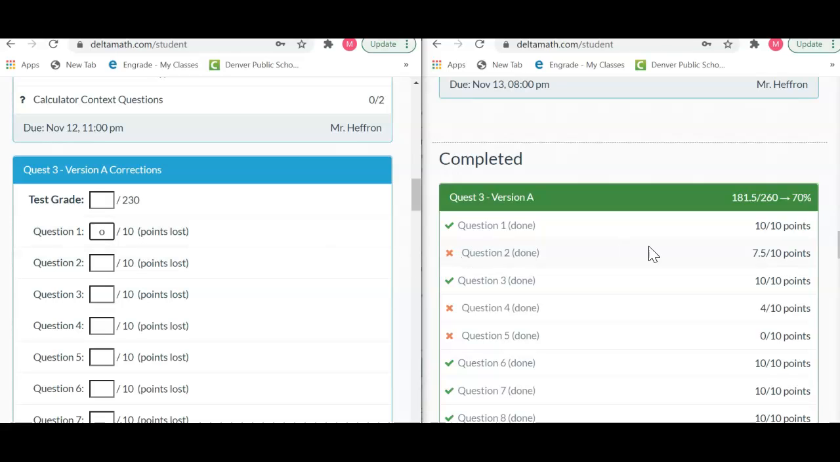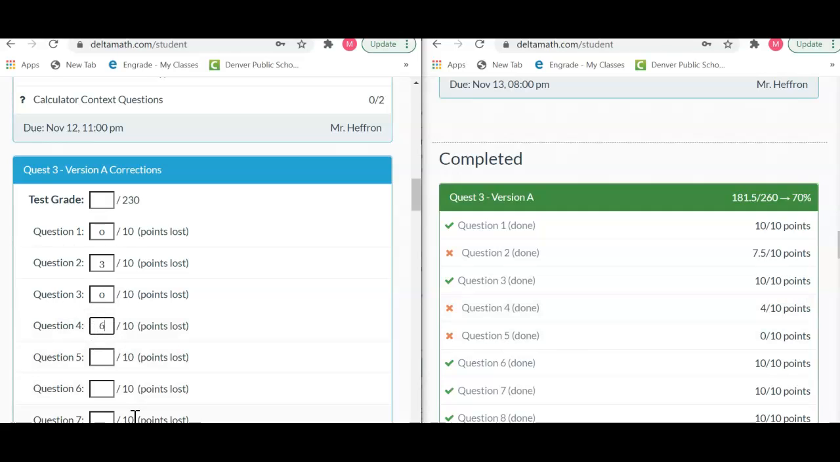For question 2, I got 7.5 points right, but Delta Math doesn't do decimals well, so I'm going to just say I got 7 points right instead of 7.5. So here I'm going to say I lost 3. Round this down to 7. That makes this 3. The next one I got 10 points, so that means I lost 0 points. The next one I only got 4 points right, so that means I lost 6 points.